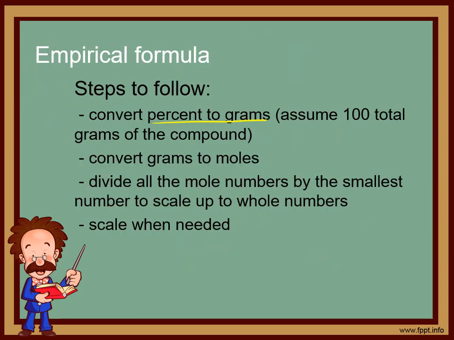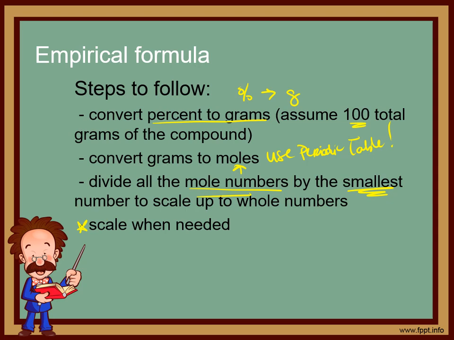Convert percent to grams. You're just going to pretend like you've got 100 total grams of the compound, which means that whatever your percent number was becomes your gram number. Super easy. Then you're going to convert those grams to moles. You need to use the periodic table's molar masses to do that. Then you're going to divide all those mole numbers that you find from that step by the smallest of all those numbers so that you can scale up to whole numbers.